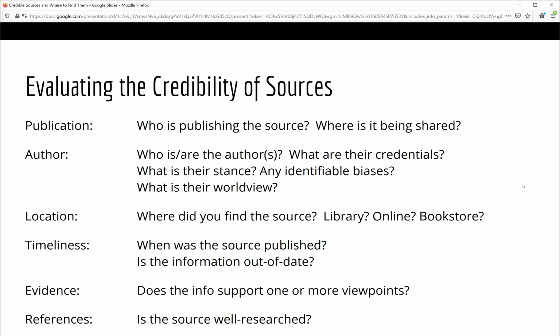Who published the source, and where is it being shared? An article about heart disease on the American Heart Association website might be more credible than one found on Bob's Heart blog. You can also look at the credentials of the author. Again, a doctor sharing information about heart disease is a little bit more believable than that guy, Bob, the owner of a Krispy Kreme store. Another important indicator of reliability or credibility is timeliness. If you are searching for information about cell phone technology, an article from 1985 might not be the most reliable.